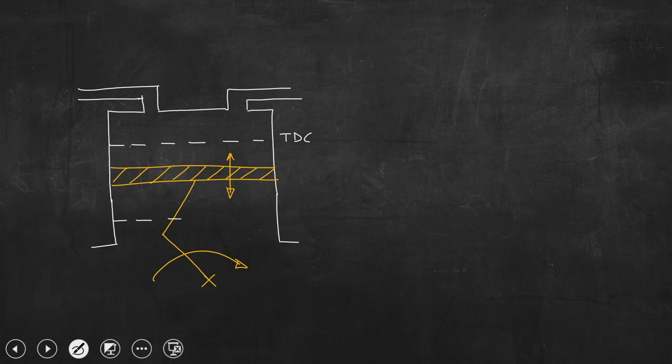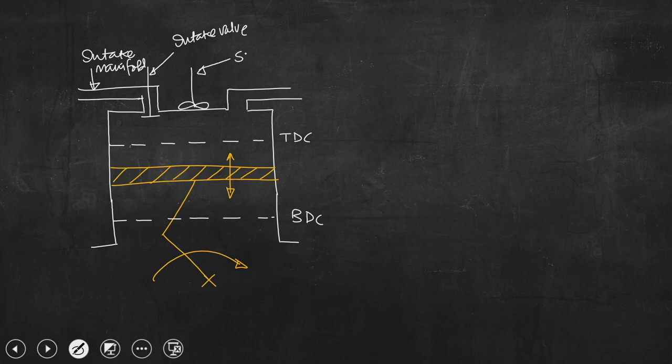This is the bottom dead center. We had seen this is the intake manifold, this is the intake valve. This is the spark plug, and this is the exhaust manifold. Of course, there is a valve attached here, so this is the exhaust valve.